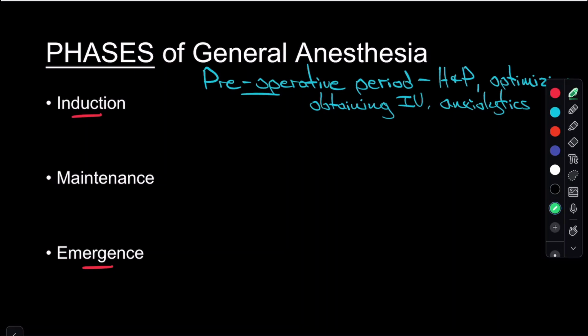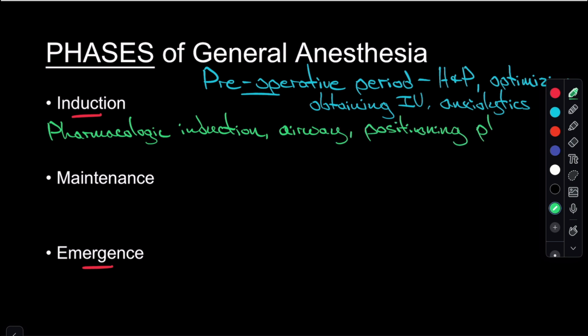Induction into anesthesia includes the pharmacologic inducing of anesthesia, so that's commonly seen with propofol, ketamine, etomidate. Includes securing the airway, positioning the patient, and then obtaining any additional monitors to provide safe anesthesia care. So in Rapid City, most of the time, we would see arterial lines placed in pre-op. One of my attendings went to residency at the University of Alabama, Birmingham, and he said they would always place arterial lines in the patient in the operating room during or after induction.